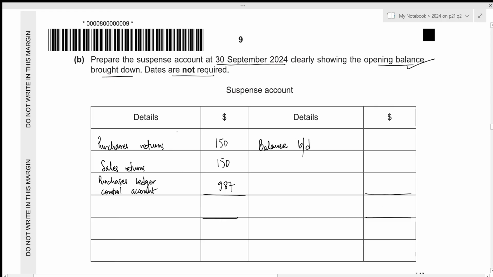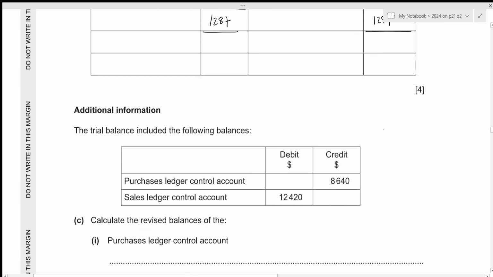Now let's calculate the total from our debit side. That will be 150 plus 150 plus 987, which results in 1287. So the balance b/d will also be 1287. That is all for the second part. Let's move towards the third one.